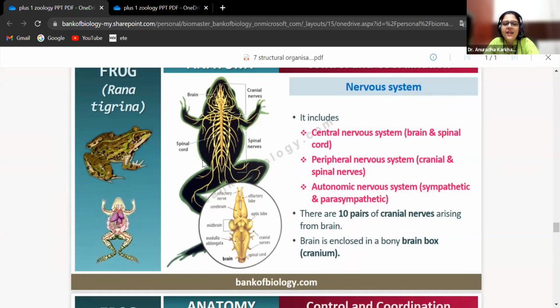There are 10 pairs of cranial nerves arising from the brain. How many cranial nerves do we have? Just tell me the number. How many pairs of cranial nerves arise from our brain? Sadhika is right. Kanak, you are also right. Come on, I want quick answers. Very good, Bhumi. Yes, Palak. Good morning, everyone. I want quick answers.